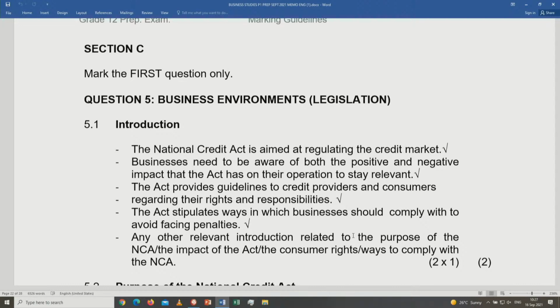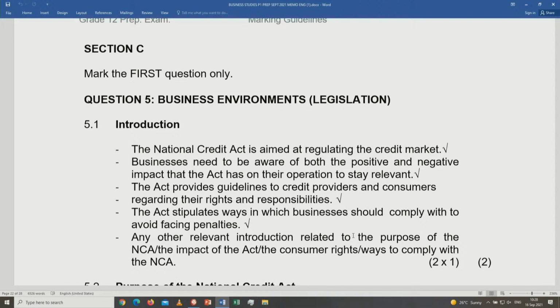Look at the first bullet there on the introduction in the marking guideline. The National Credit Act is aimed at regulating the credit market. 1 mark. Businesses need to be aware of both positive and negative impacts that the Act has on their operations to stay relevant. Another mark. The Act provides guidelines to credit providers and consumers regarding their rights and responsibilities. Another mark. The Act stipulates ways in which business should comply to avoid facing penalties.